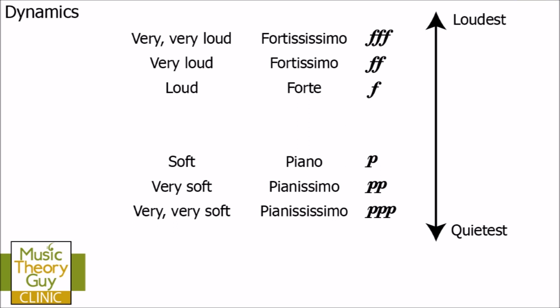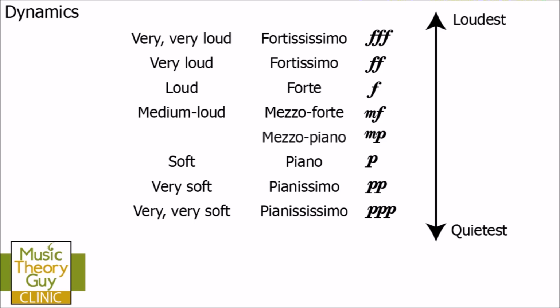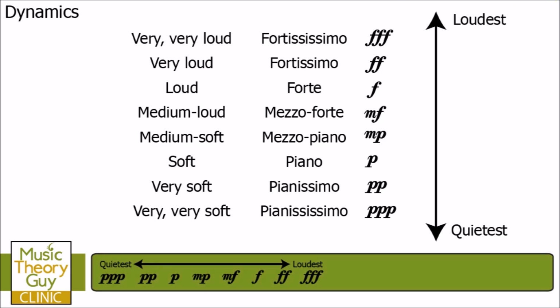In the middle of our scale, we get Fs and Ps, but there's an M that's placed directly next to it. That M stands for mezzo, which translates to medium, or literally half. So MF means mezzo forte, which means medium loud, and MP stands for mezzo piano, which means medium soft. Let's pop all of those dynamics at the bottom of our screen so we can make reference to them.